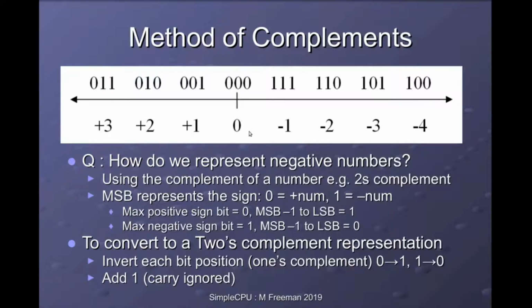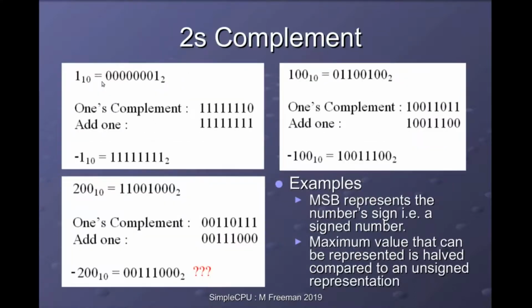digit position. To convert from a positive number to a negative number, all you have to do is invert the bit positions and add 1. And to go the other way, from signed to unsigned, again invert the bit positions and add 1. So here we have some examples.